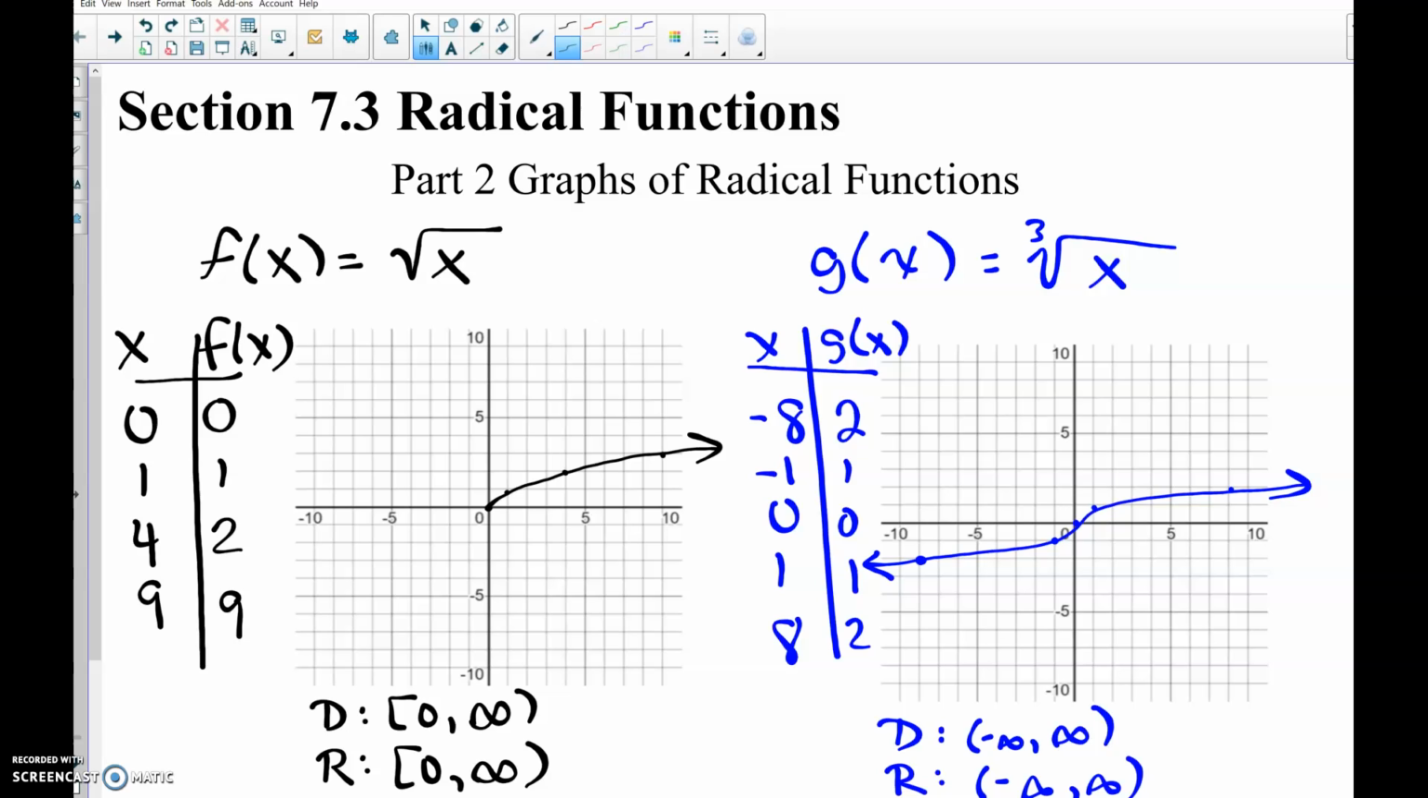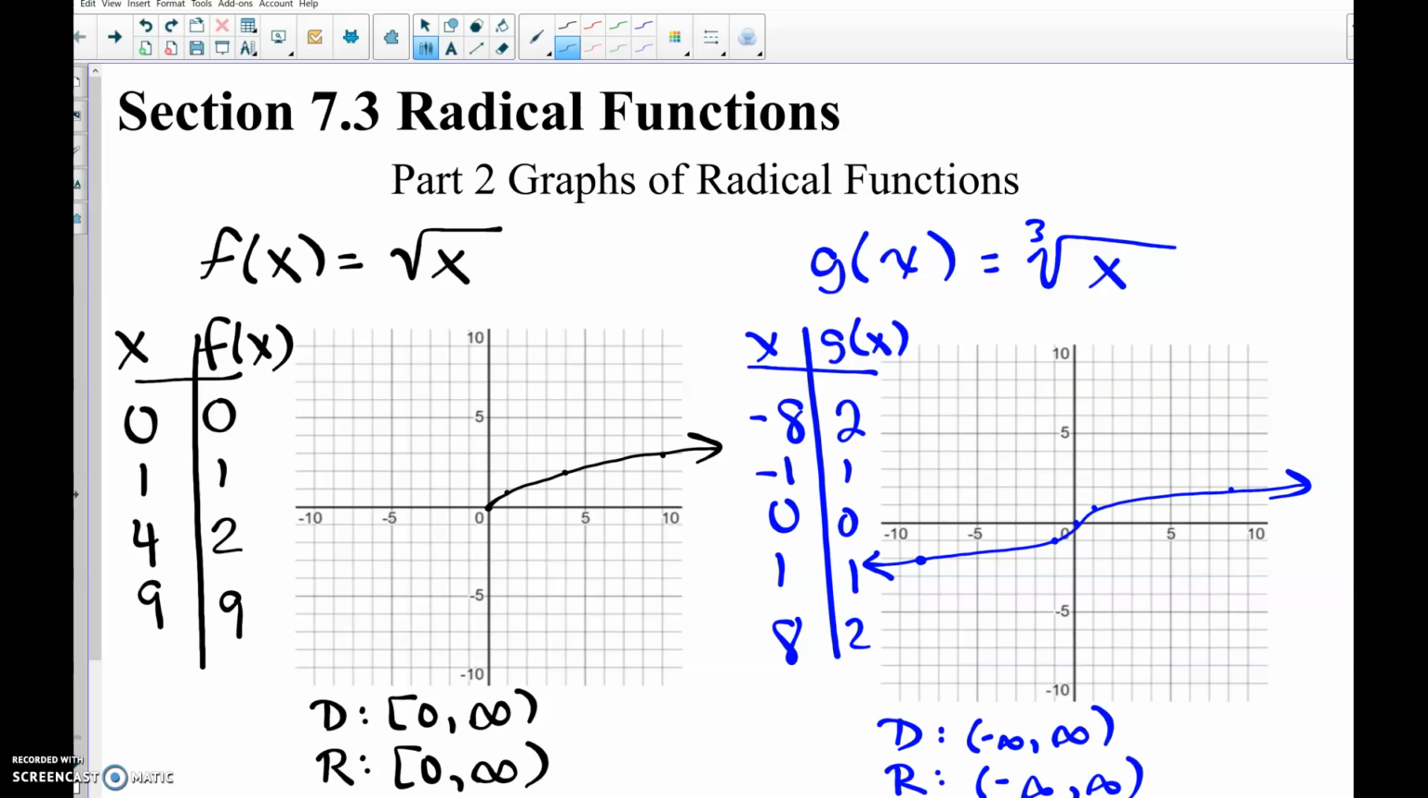Okay, today we're going to talk about section 7.3, radical functions, part 2. We're going to look at the graphs of radical functions, specifically the square root of x and the cube root of x. So on the left-hand side is the parent function square root of x, and on the right-hand side is the parent function cube root of x.